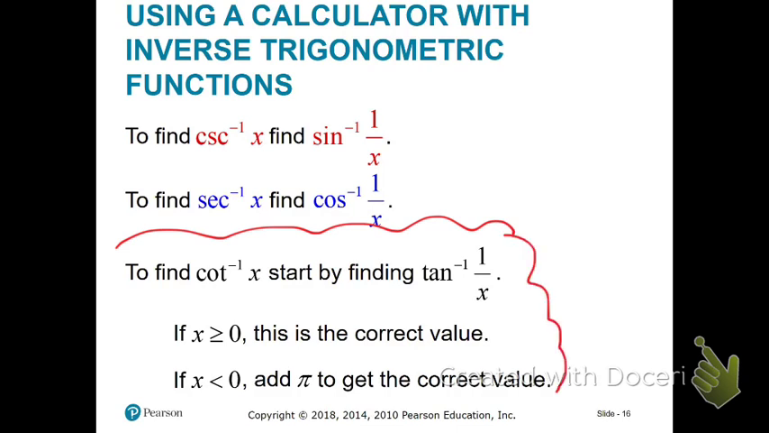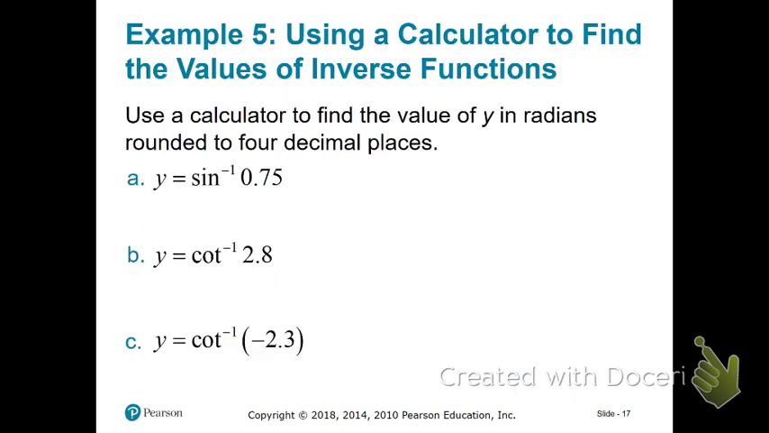But then you have to be careful. If x is greater than or equal to 0, then that's your answer. But if your x value is negative, you have to add pi to it. Alright? It has to do with the quadrants.